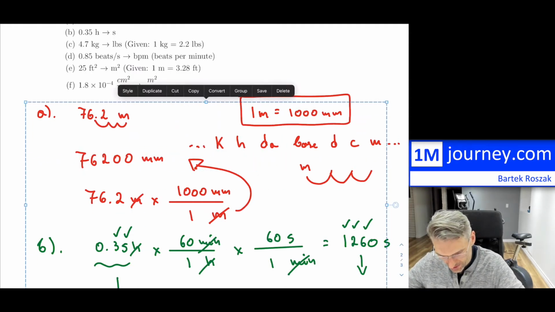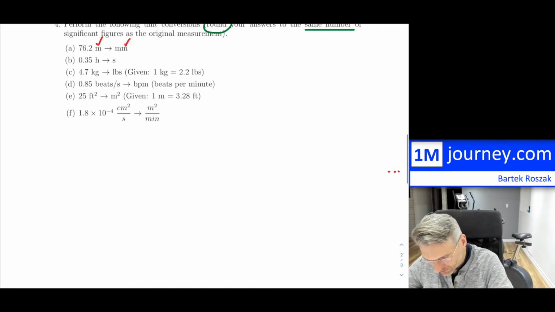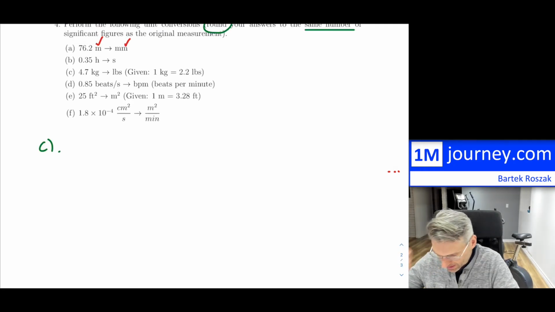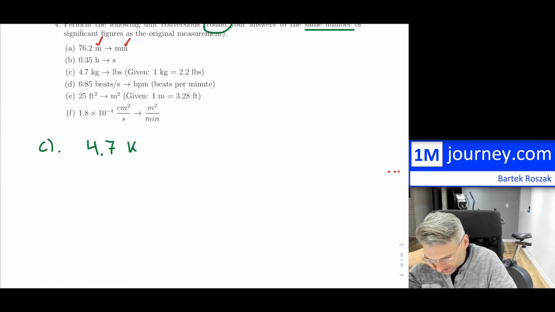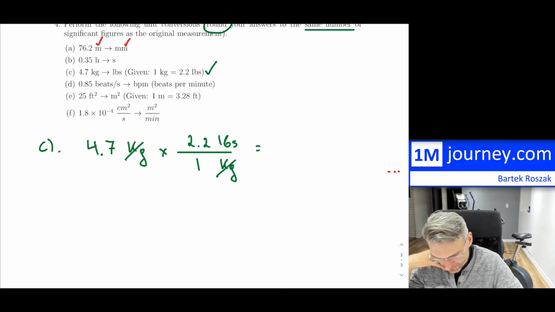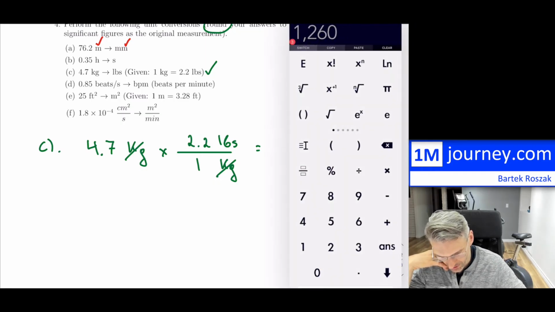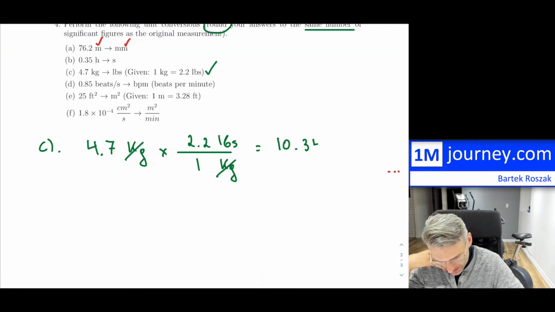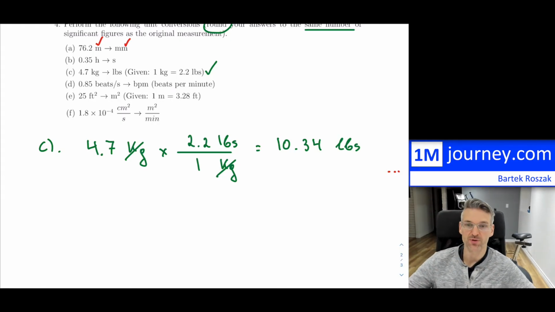I'm going to actually remove this so I have some space to work with. So for part C, this is 4.7 and it's kilograms. We want to change it to pounds. They do give us this conversion. So, well, let's get rid of these kilograms. Notice 1 kilogram, 2.2 pounds. So the kilogram is gone. And we have our answer. So whatever that is, 4.7 times 2.2. So 10.34. And that would have been pounds right there. So that's what you have.